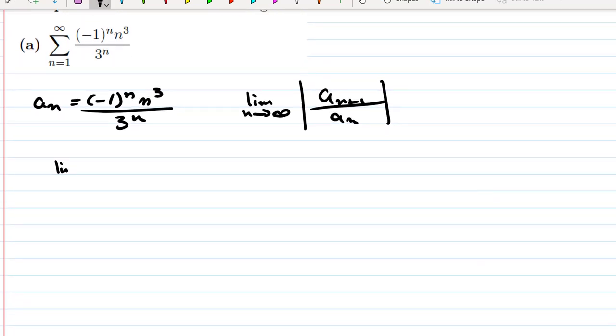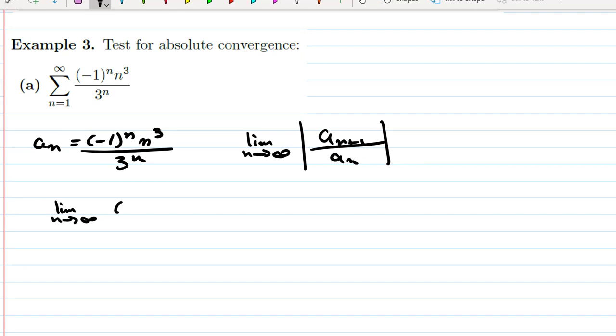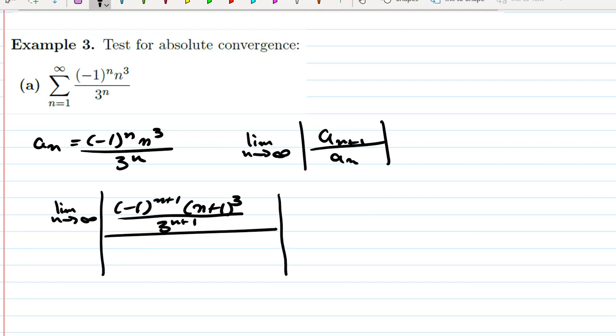So we take the limit as n goes to infinity of the absolute values of these. So that's going to be (-1)^(n+1) (n+1)^3 / 3^(n+1), divided by (-1)^n n^3 / 3^n. So in absolute value, the -1s will only become a factor of +1 and they reduce out. We then have a fraction divided by a fraction, so we're going to multiply by the reciprocal of the denominator.